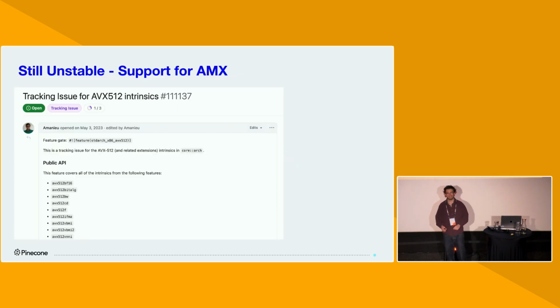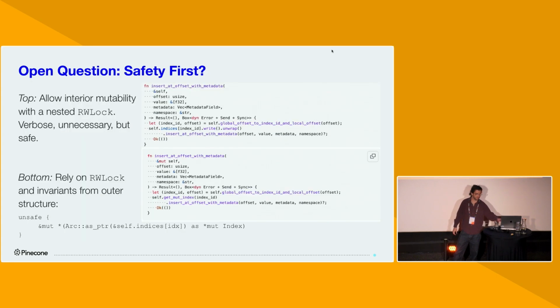Some struggles with Rust. AVX512 is still unstable, which means, of course, we need to be on unstable to use it, which is not great. There's an open issue. I don't know if anyone here is involved or knows anyone who can help us do this. We'd be happy to contribute and help get this onto stable, as well as the support for AMX. Another thing with Rust, of course, is there's always different ways to do things. This is the case with all programming languages, but we're debating internally all the time, interior mutability, different paradigms. But ultimately, Rust is safe, which is the most important thing, unless you do unsafe.